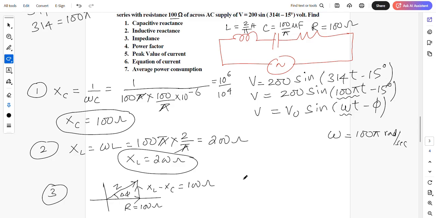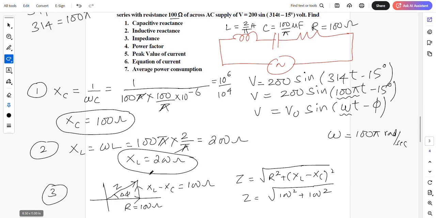Use the formula Z is equal to square root of R square plus (XL minus XC) whole square. Understood? Z is equal to square root of 100 square plus 100 square. Hope you understood this. See this impedance phasor diagram. XL is greater than XC. Okay, here XL is greater than XC.